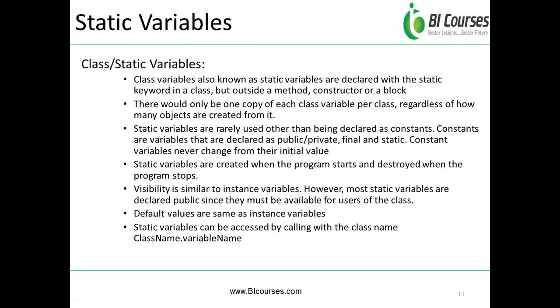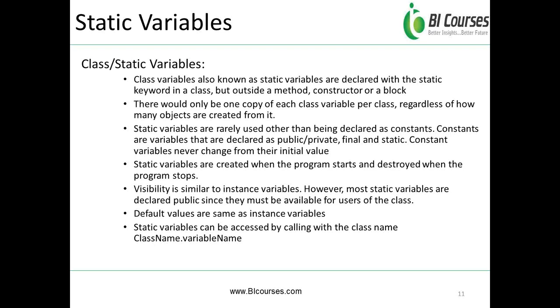Static variables. Static variables are also known as class variables. These variables are declared with a keyword called static, within the class but outside a method or constructor or a block. There would be only one copy of class variables per class regardless of how many objects you create. So we can create n number of objects, but the variable is always created per class level. Static variables are rarely used other than being declared as constants. So only for constants we mostly use these static variables.